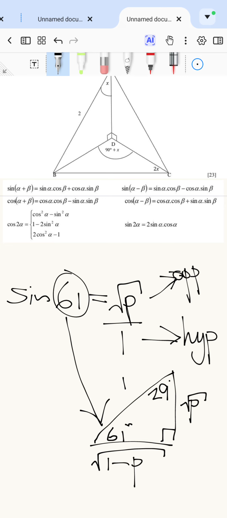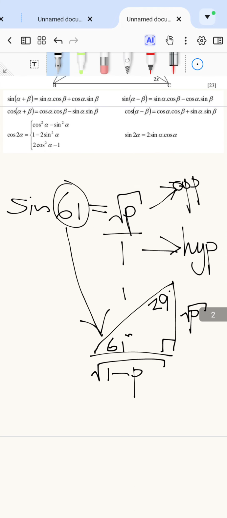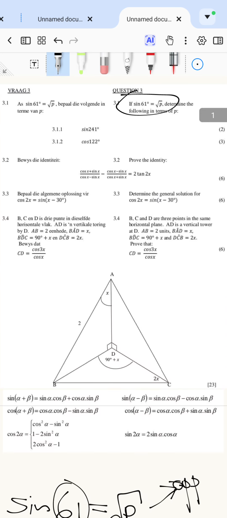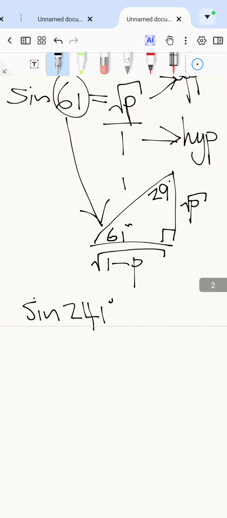All right, so there I've got my own triangle. I might need it as I deal with this question. It's always good to have. Sometimes it's required, sometimes not necessary, but I would say always start by drawing your triangle. Let's check what they actually give us in the question. They say sine 241, so sine of 241 degrees, and we need it in terms of our square root P.